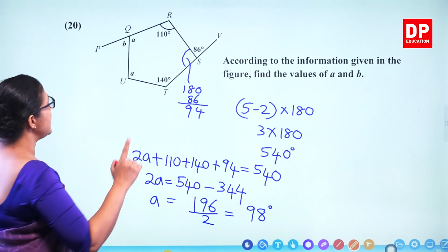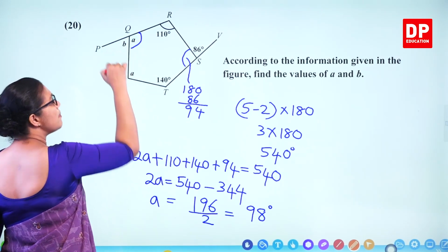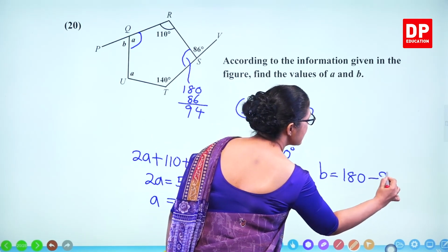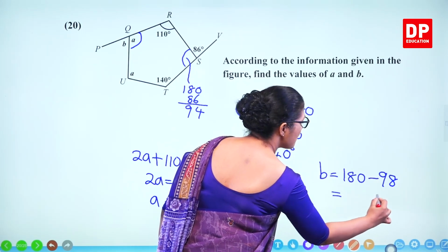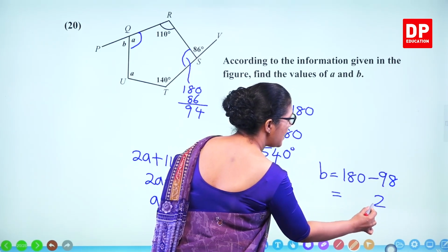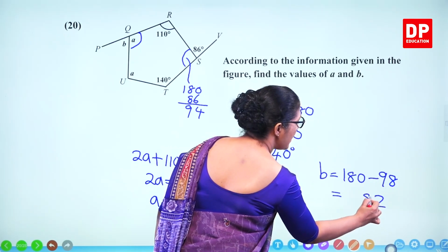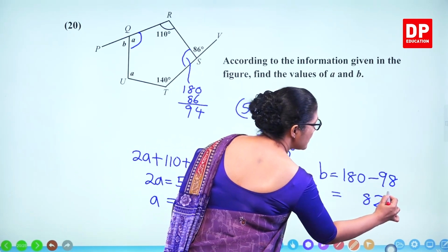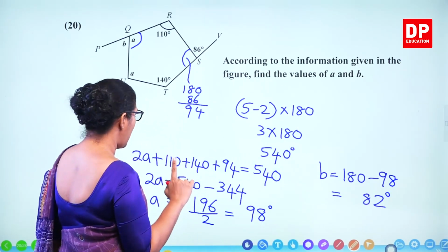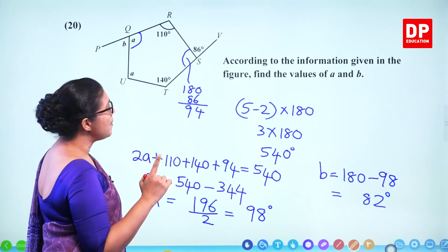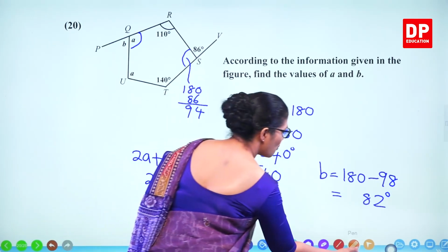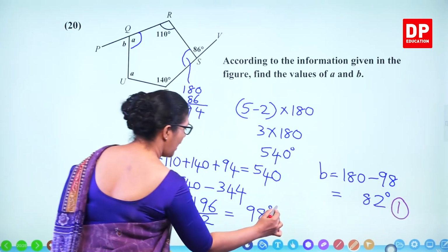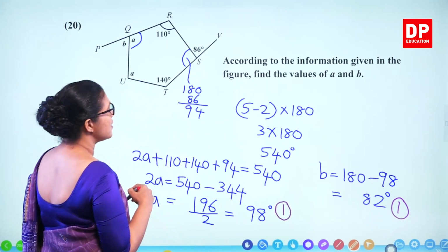If A is 98, what is B value? B value is 180 minus 98. So what's the value? 10 and here 10 and 8, 18. So 82 is the B value. So A is 98 and B is 82. So you get 2 marks for that. So 1 mark for this and 1 mark for this question.